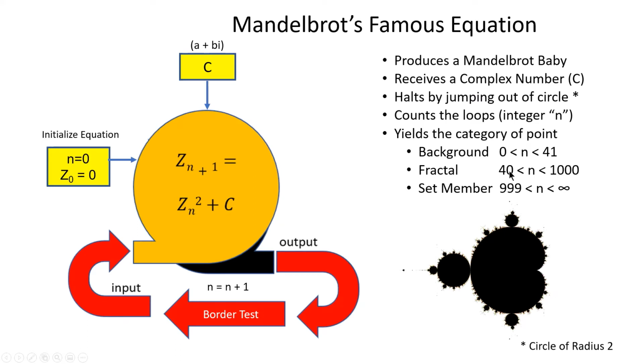We could make them all green if we wanted to. We could have a white background, we could have black set members, and we could have green fractals, so that's what we wanted. But we would know that because of n.